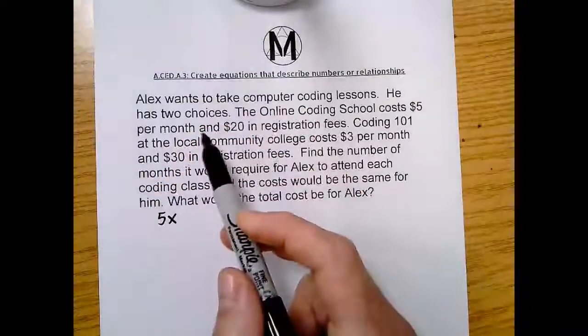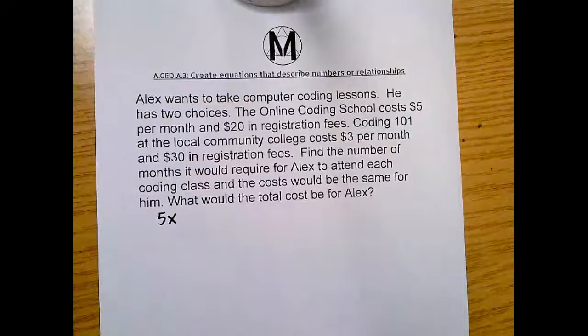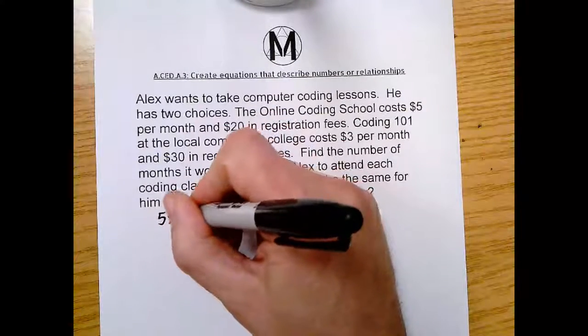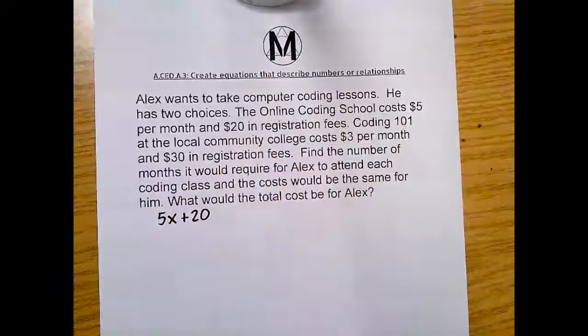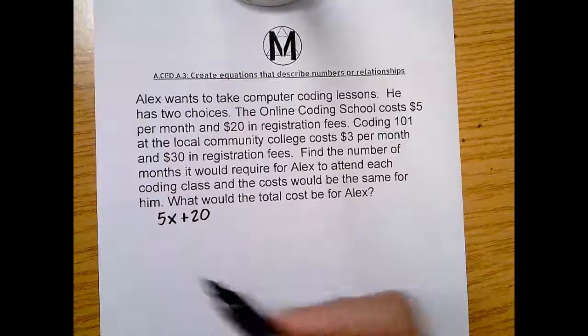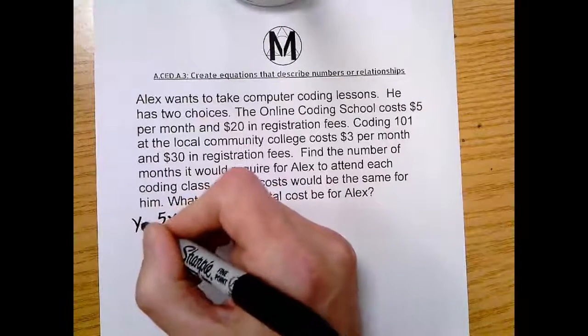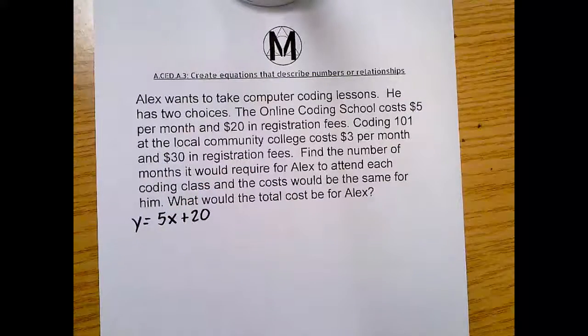But then it says no matter what, there's $20 in registration fees. So day one, if he walks into the coding school, they say, hey, welcome to the coding school. You want to register? Great, give me 20 bucks. So that's going to happen no matter what. And this right here is actually building a linear equation. The equation of a line is y equals mx plus b. And that's essentially what we're building here.